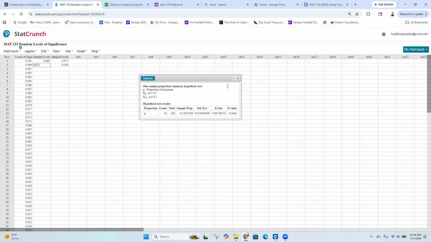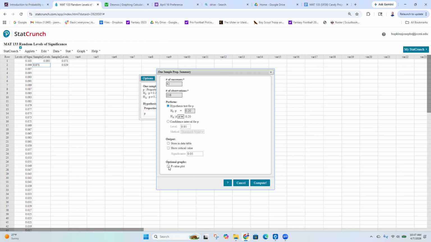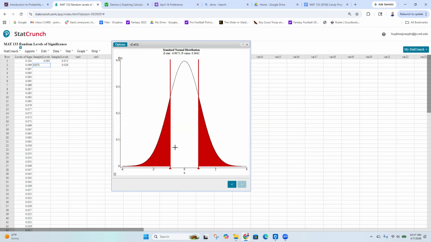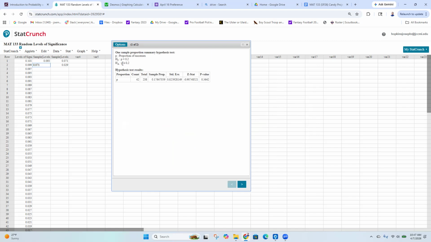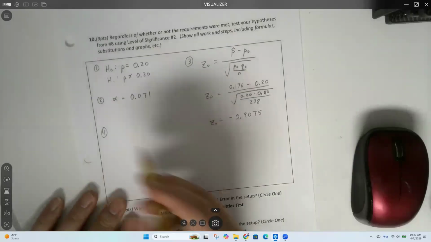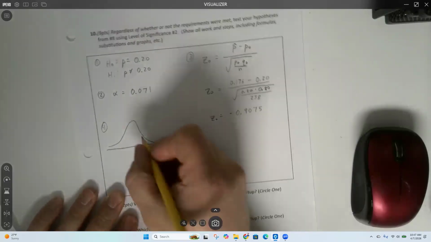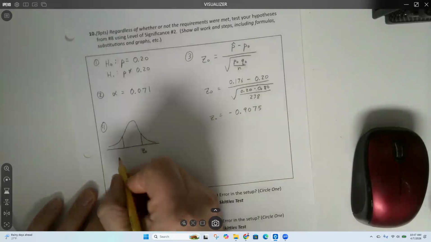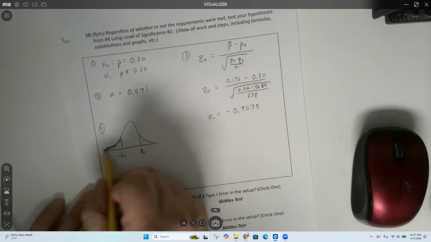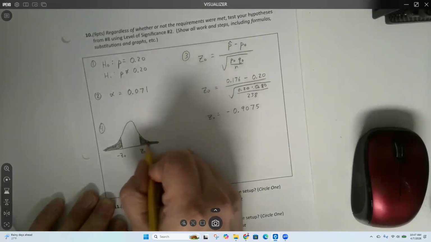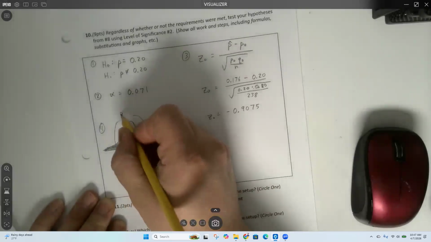So step 4, I'm going to draw my picture. Now, there is a button down here that'll show you the plot. I don't know if you need that or not. It just shows you the shading, but if it's a not equal, you shade both sides. So step 4, I've written out my Z value that I got from StatCrunch. I'm doing my shading, and I've got Z0 and negative Z0, and I'm shading both sides because it's a two-tailed test, which means these two together add up to my p-value.